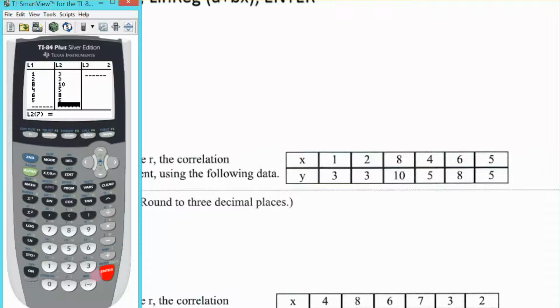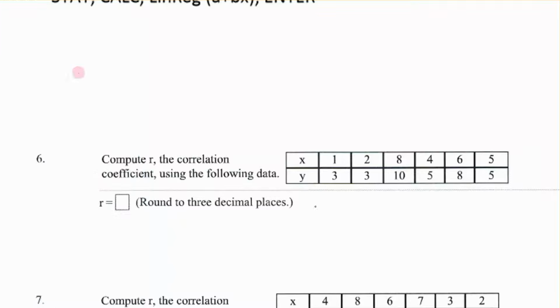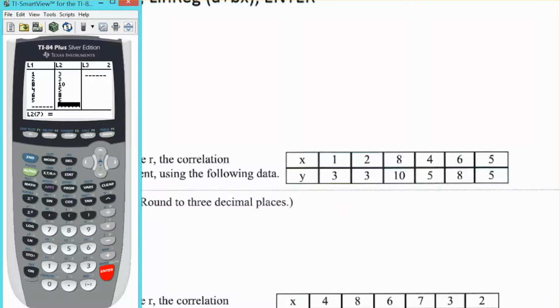All right, and I'm going to double check. I have 1, 3, 2, 3, 8, 10, 4, 5, 6, 8. It's a little difficult because on the grapher, you're going left to right, but over here, you're going up and down. Okay, so I have my data in L1 and L2.